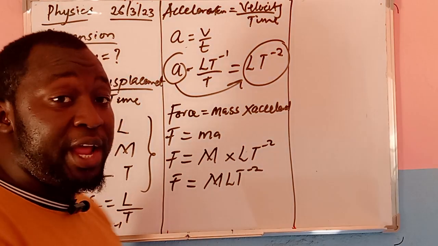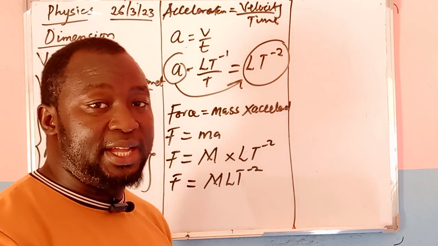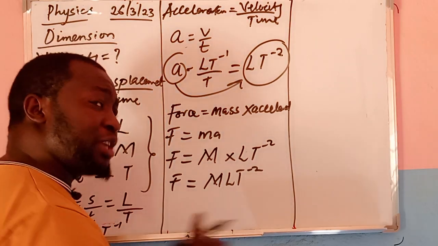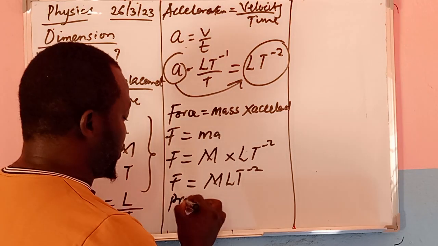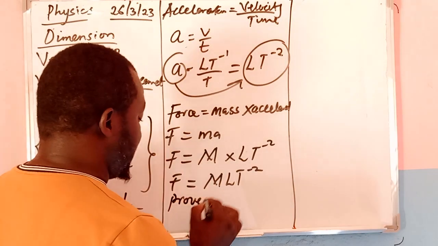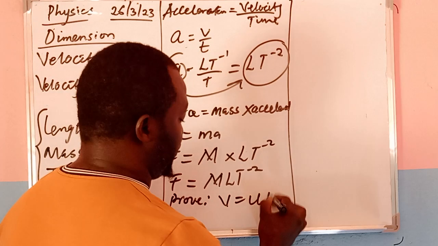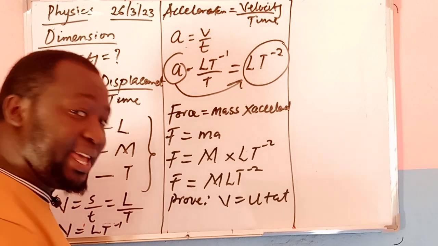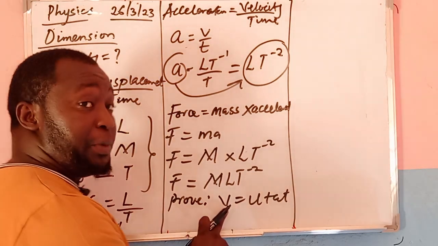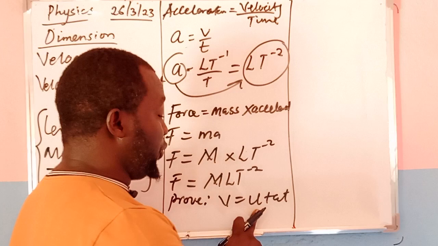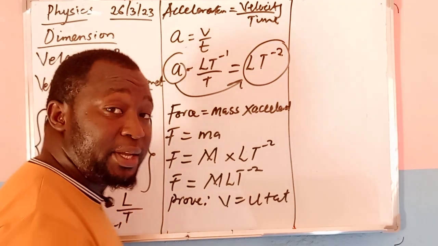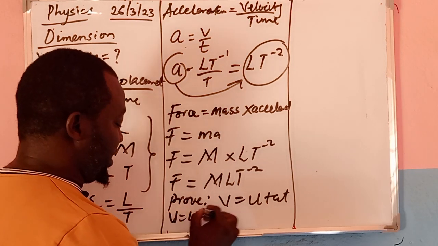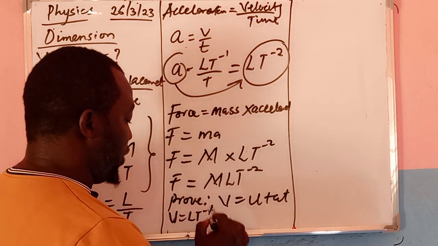Now, we have seen a way to find the dimension of a given quantity that has a formula. We first write the formula, then we substitute the values of the dimension. Now we want to prove whether a formula is right or wrong through dimension. If we were asked, for instance, to prove the formula V equals U plus at, we first understand each and every parameter in the formula. We know V represents final velocity, U represents initial velocity, a represents acceleration, and small t represents time. So the dimension of V is LT^-1, that is for velocity.